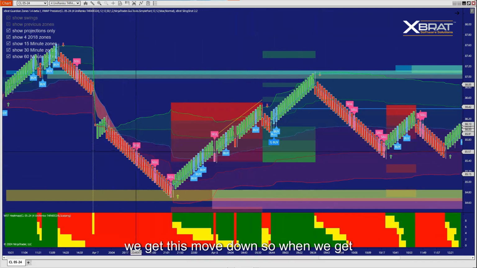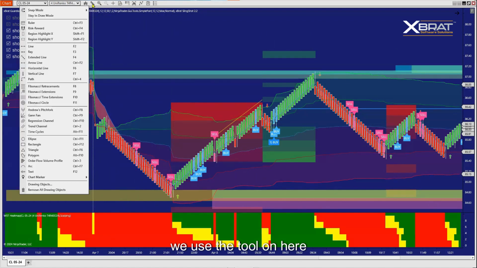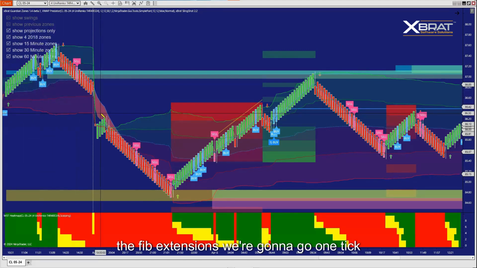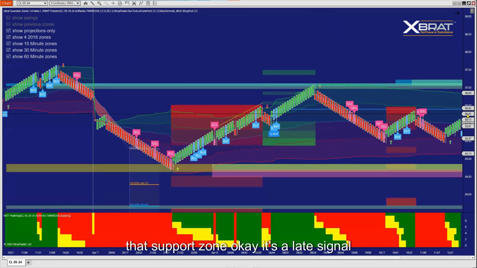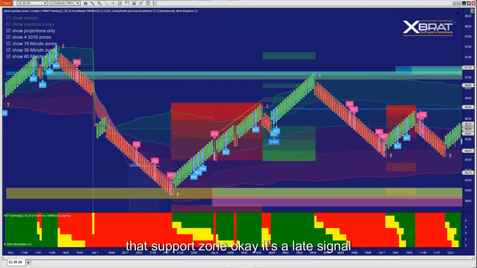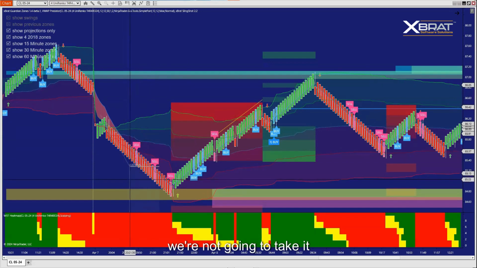So when we get this sell signal at this point here for the VWAP Predator, we must go back to the previous pivot. We use the tool on here for the fib extensions. We're going to go one tick above here. We're going to go just below there. We haven't got any risk reward at all to that support zone. Okay, it's a late signal. We're not going to take it. Let me just delete that.